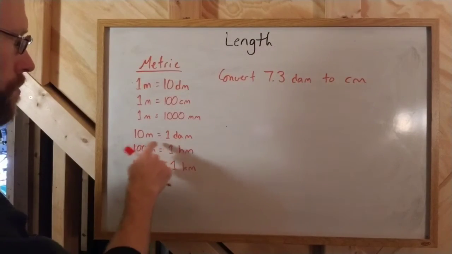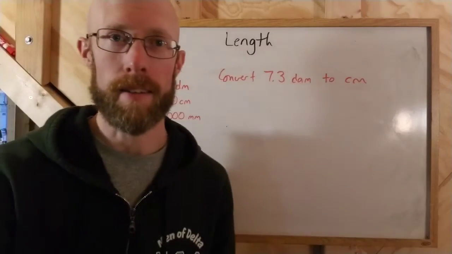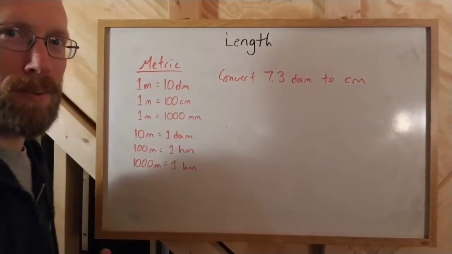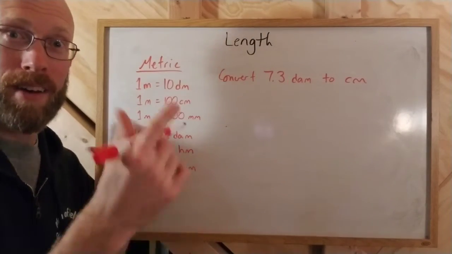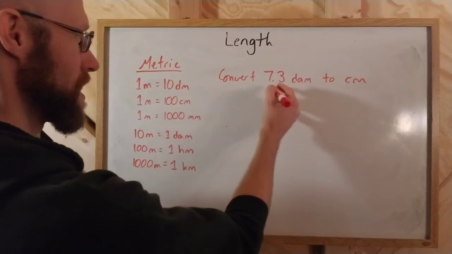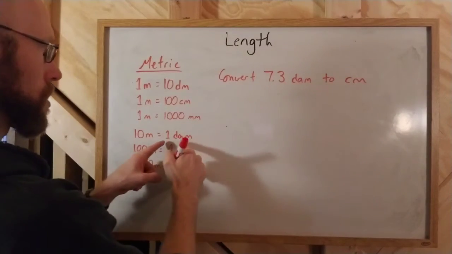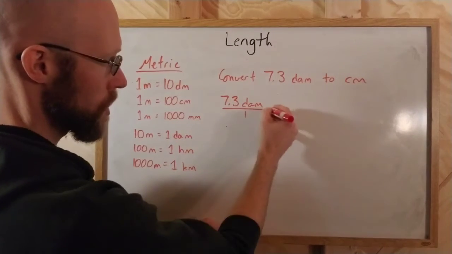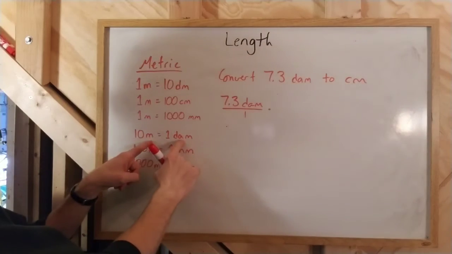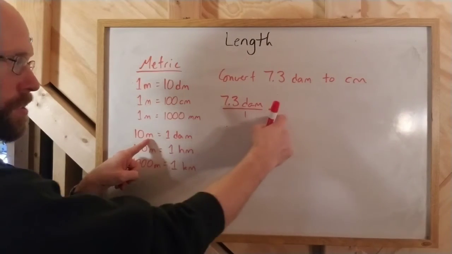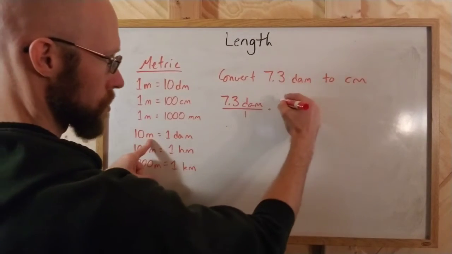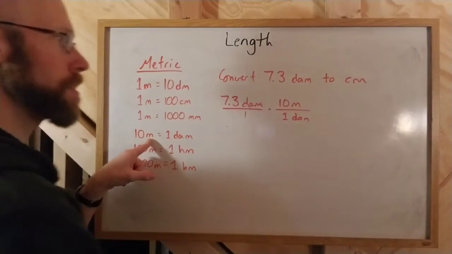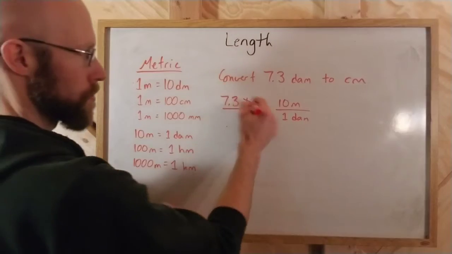Basically you always have a middleman, and the meter is always your middleman. M for meter, middleman, they all start with M. Now you want to take your 7.3 decameters over 1, multiply by your conversion from decameter to meter. And again, the decameter needs to be on the bottom so that the units cancel. So I want 10 meters over 1 decameter. But then that cancels out the decameter.